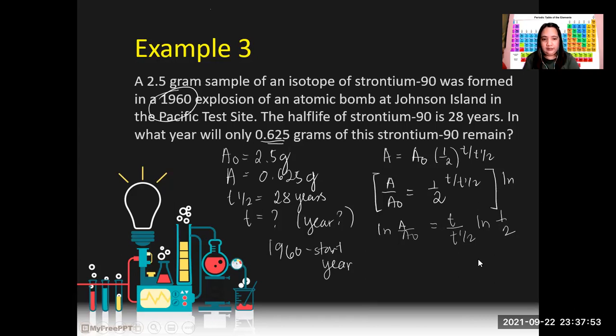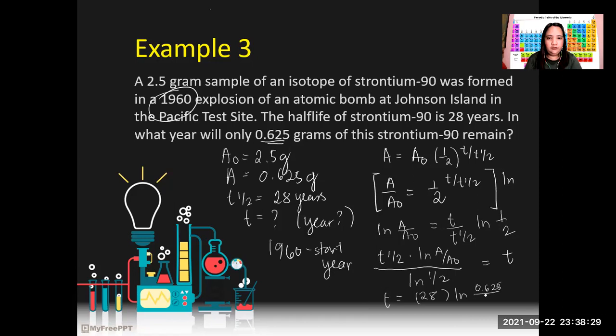So we can say that t 1/2 times ln of A over A0 all over ln of 1/2 is equal to t. And then we just have to plug in the values. So t is equal to t 1/2, which is 28, multiplied by ln of A over A0. So that's 0.625 over 2.5, all over ln of 1/2.